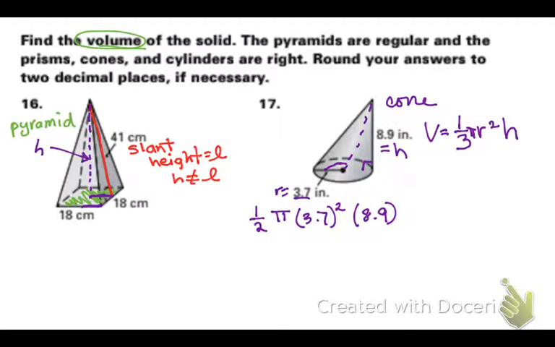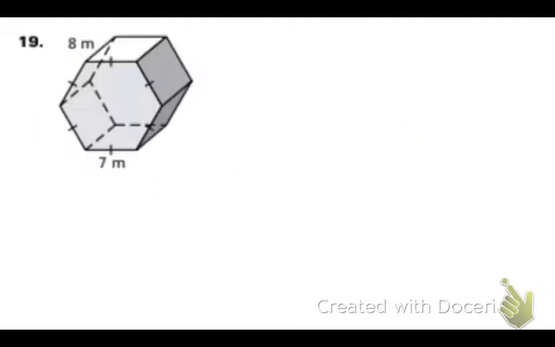So you multiply all that stuff together, and you're going to get 127.53, or something close to that, depending on what you do for pi. Okay, so those guys are pretty easy, and you're basically just plugging and playing. So let's do the next one.